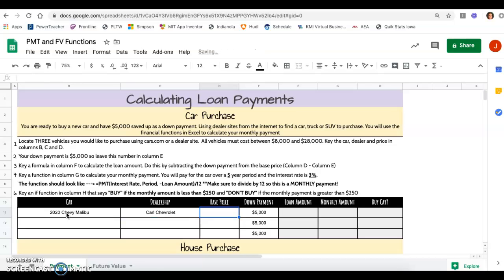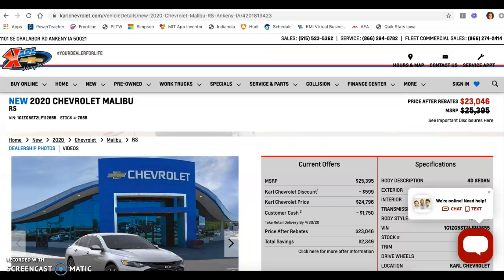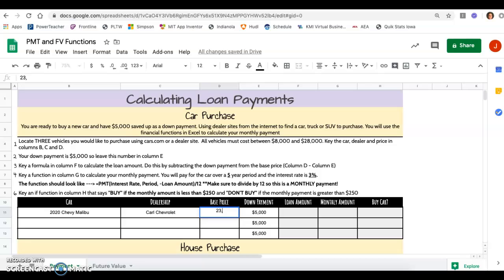And this was from Carl Chevrolet, because I see their commercials all the time. And the base price, that is that $23,000, let me double check this, $23,046. Down payment, so that is the money that when you buy that car, you pay a total of $23,046. A down payment is the money you pay right up front. So that is the money you maybe write a check right there at the dealership. And then the loan amount is for the rest of it.